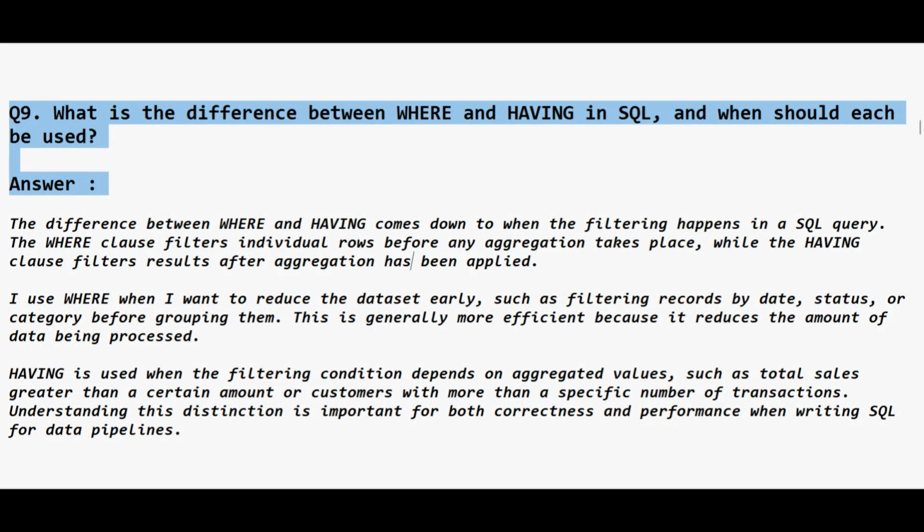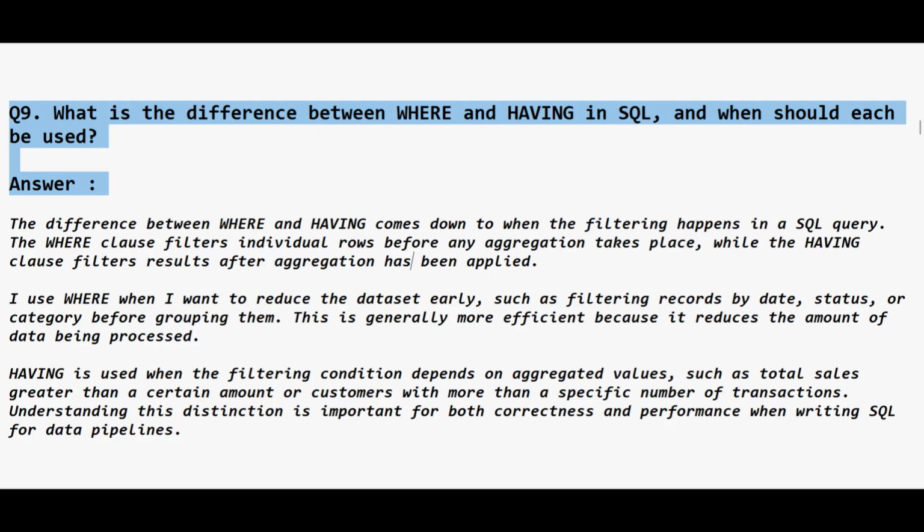Question 9. What is the difference between where and having in SQL, and when should each be used? Answer. The difference between where and having comes down to when the filtering happens in a SQL query. The where clause filters individual rows before any aggregation takes place, while the having clause filters results after aggregation has been applied. I use where when I want to reduce the dataset early, such as filtering records by date, status, or category before grouping them. This is generally more efficient because it reduces the amount of data being processed.